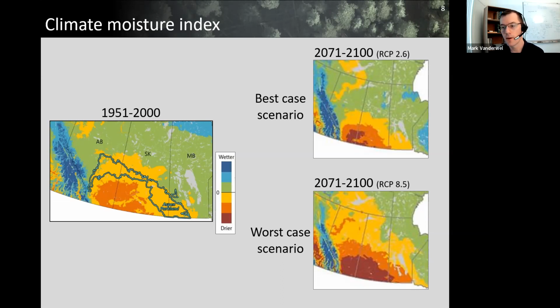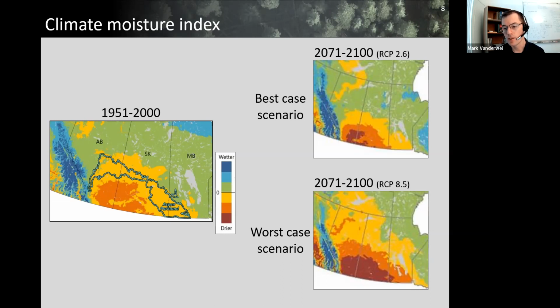Now, it's very unlikely that we're going to see this scenario come to pass. It would require immediate ramping down of our CO2 emissions, and we're not really on track to see that type of change in our fossil fuel emissions. And so we should look towards some of the other scenarios that imply much larger changes in moisture availability in Western Canada. In the worst case scenario modeled by the IPCC, we could expect that negative climate moisture index values would extend right across Alberta and Saskatchewan into the Northwest Territories, as well as large parts of northern Manitoba.